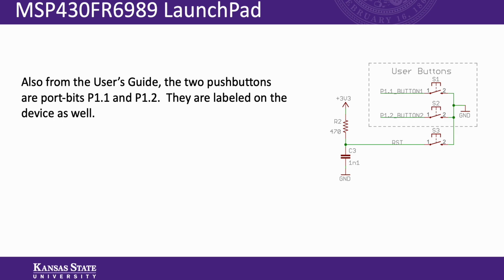The 2 push buttons, S1 and S2, are both at port 1, with one button being the first bit and the second being the second bit. That is port bits P1.1 and P1.2, respectively. The switches are labeled on the device as S1 and S2. Their respective port bits are also labeled on the device. And again, this schematic that you're looking at right now comes from the user's guide.